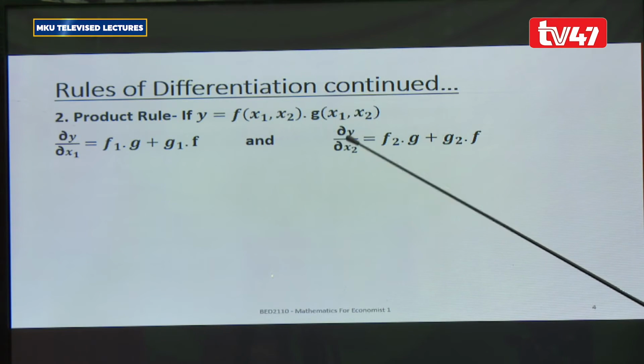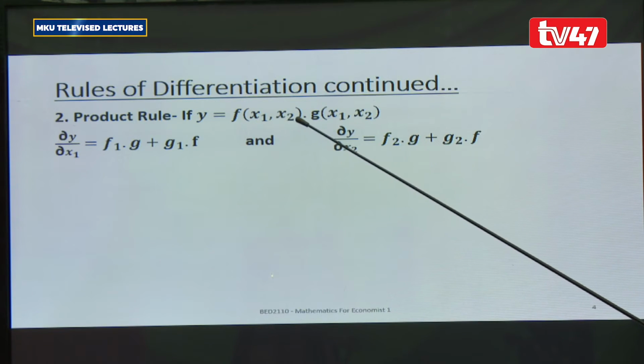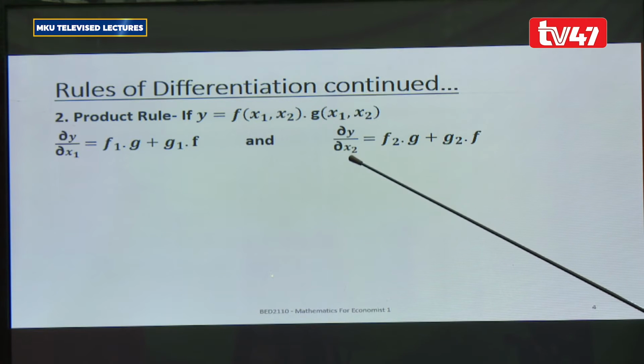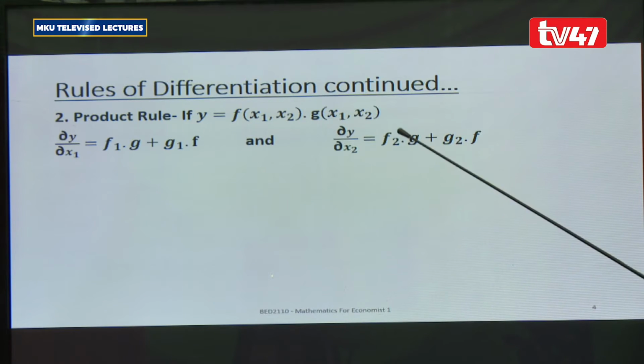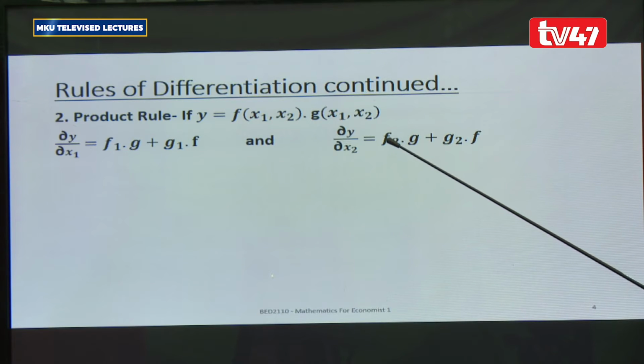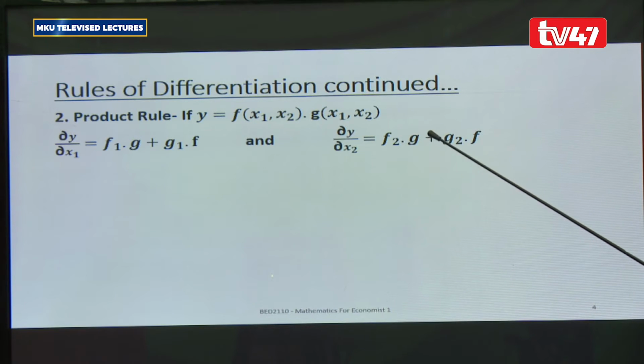Equally, to get the partial derivative of this function f(x1, x2) g(x1, x2) with respect to x2, we calculate the partial derivative of the first function with respect to x2 multiplied by the second function, then we add the partial derivative of the second function with respect to x2, we multiply by the first function.